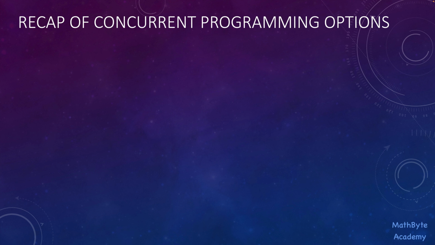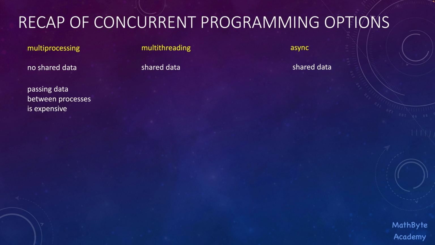So to recap what we've covered in this video, we looked at multiprocessing, multithreading, and async. Multiprocessing, remember, has no shared data between processes, whereas with multithreading and async, we have shared data, which means easy and very cost-effective access to the shared data. Not so with multiprocessing, where we have to pass data, we have to marshal and unmarshal data between processes. That is a relatively expensive thing to do.